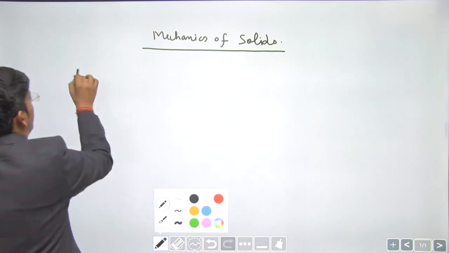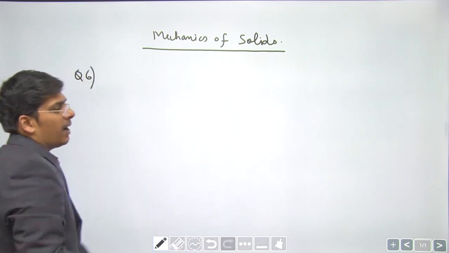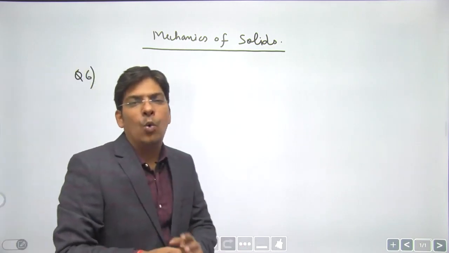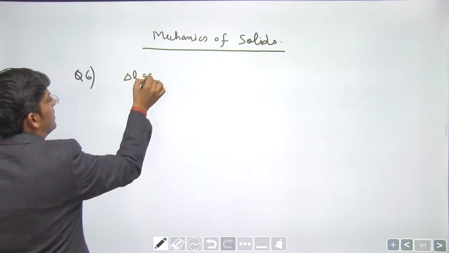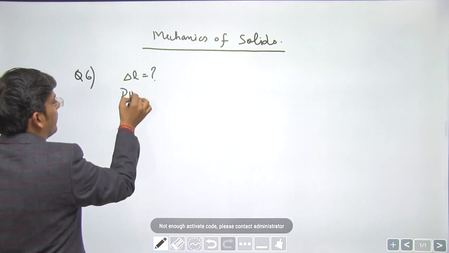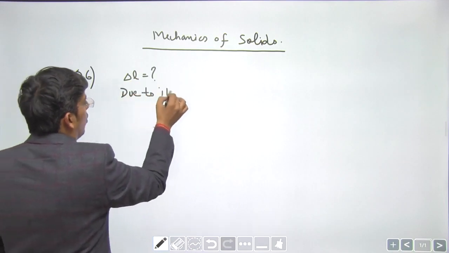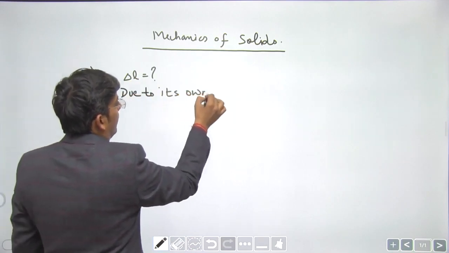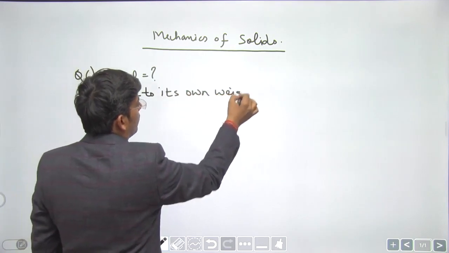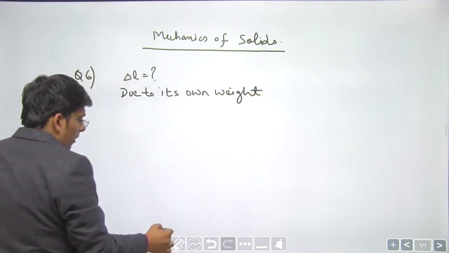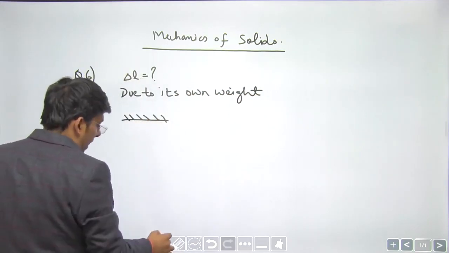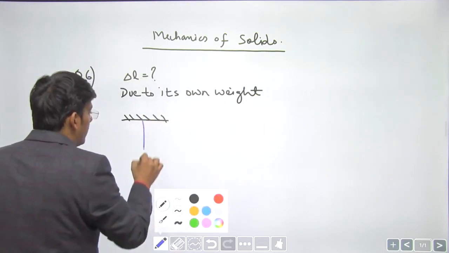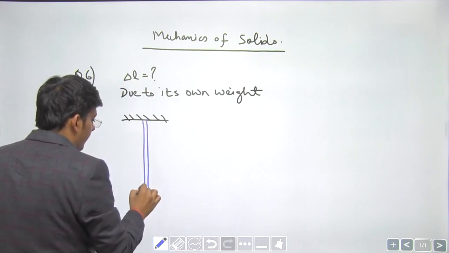Next question is, you have to calculate the extension in the wire due to its own weight, dear students. So in this, technically we have to use integration, but I am not going to use integration. I'll be using the concept of average.